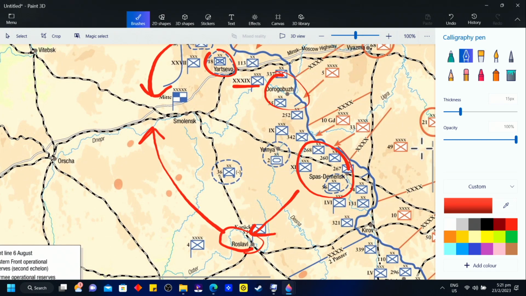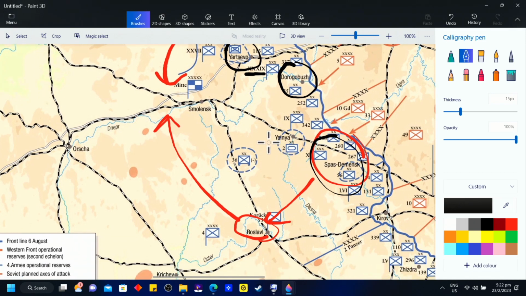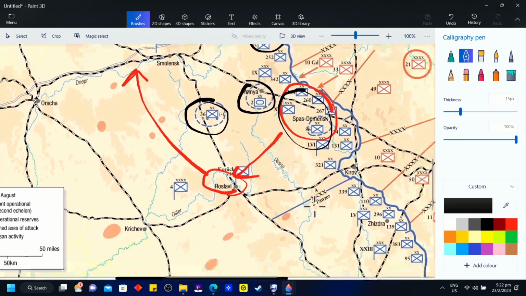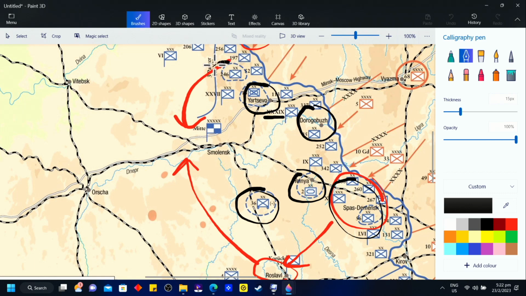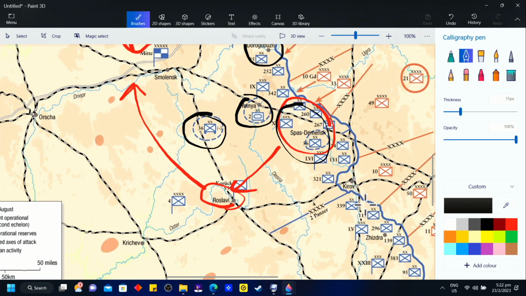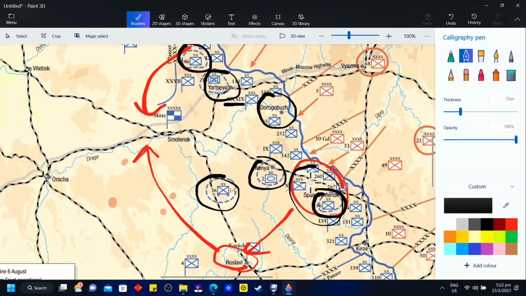And also don't forget, sorry, I have to use a black pen. This one and this one. And don't forget that the 9th Army also provided additional tactical reserve here and here. This one is also another reserve for the 4th Army. Another reserve here, the 56th Infantry Division. So all these are the German reserve.